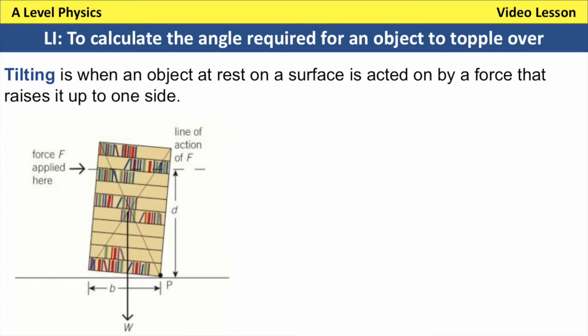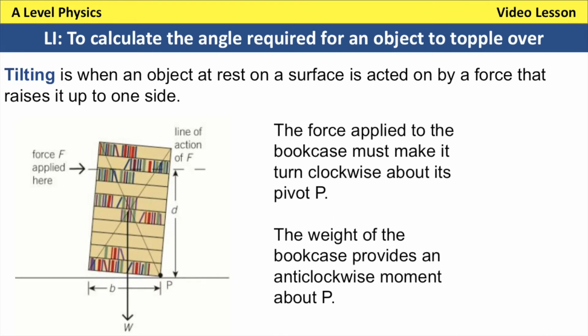Now the forces are shown on the diagram. The force F is applied to the bookcase, which is making it tilt, and the weight W is also acting on the bookcase. The force applied to the bookcase must make it turn clockwise about the pivot, as shown here. The pivot in this situation being the part of the bookcase that remains in contact with the floor. Now the weight of the bookcase will provide a moment in the opposite direction. It will be in the anti-clockwise direction because that would make this bookcase try and fall back down, which will be anti-clockwise about point P.